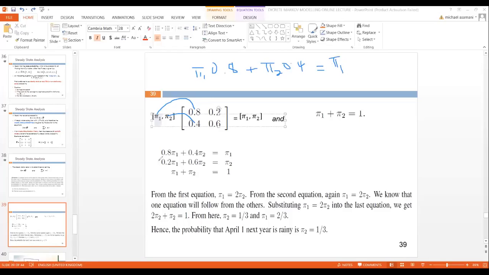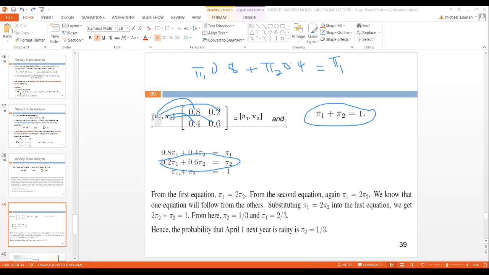Then we do the same to obtain the second equation here. So that will be pi 1 times 0.2, like that, and then pi 2 plus pi 2 times what? 0.6. That will give us the second equation here. Then, like I said, this is a 2 by 2 matrix, 2 by 2 equation, so we're going to take this other equation into consideration when solving it.